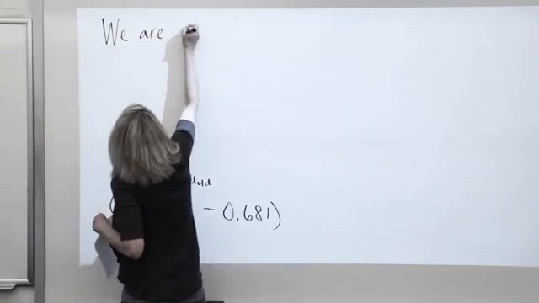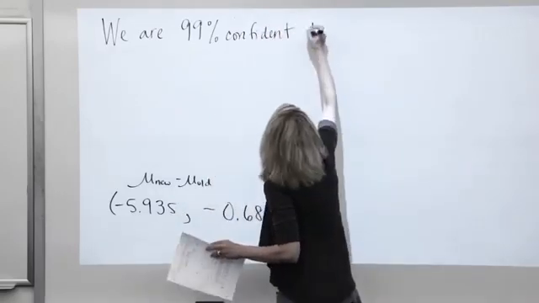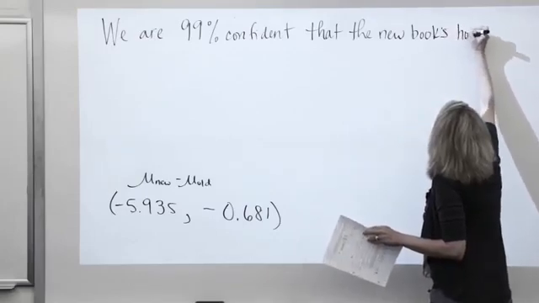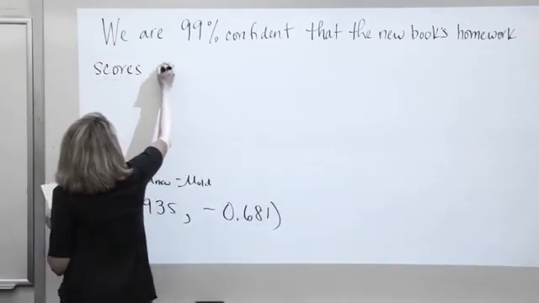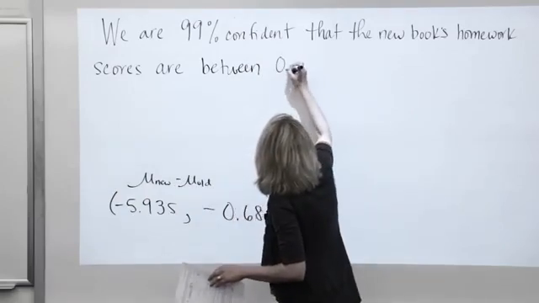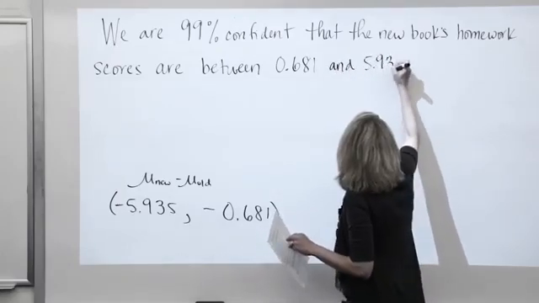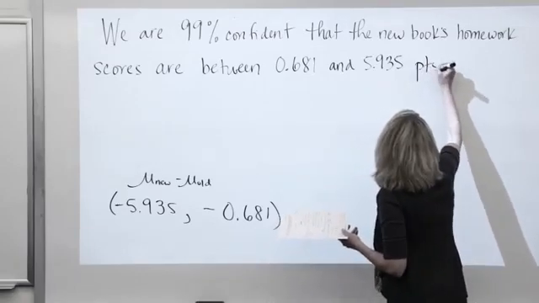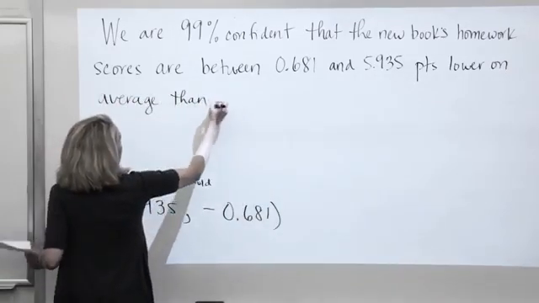So we are 99% confident that the new book's homework scores, so I'm going to change this to a positive, are between 0.681 and 5.935 points harder or points lower than the old book.